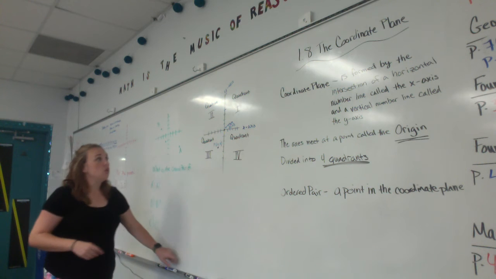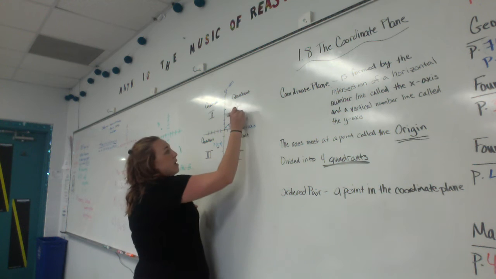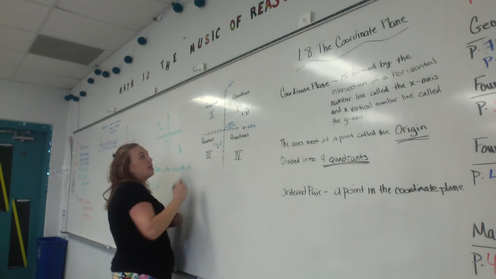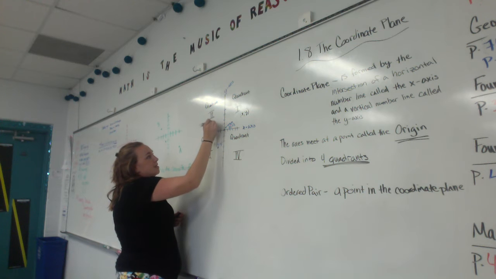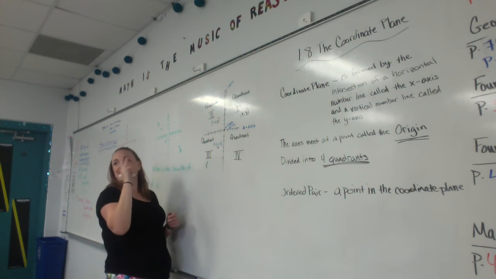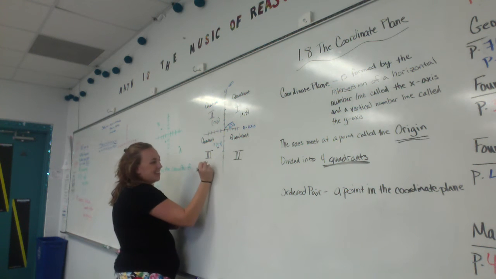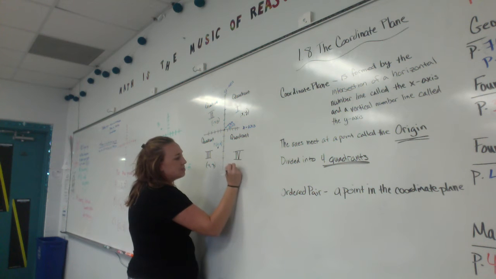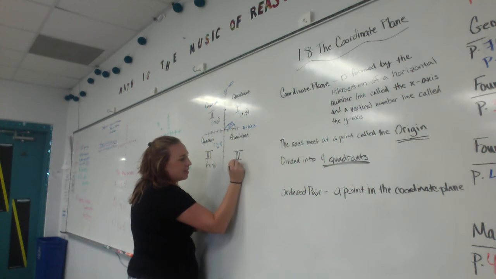In quadrant 1, everything is positive, my x and my y. In quadrant 2, my x is negative, my y is positive. In quadrant 3, everything is negative: x is negative, y is negative. And in quadrant 4, x is positive and y is negative.